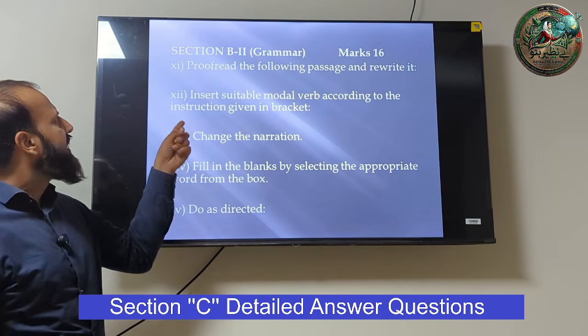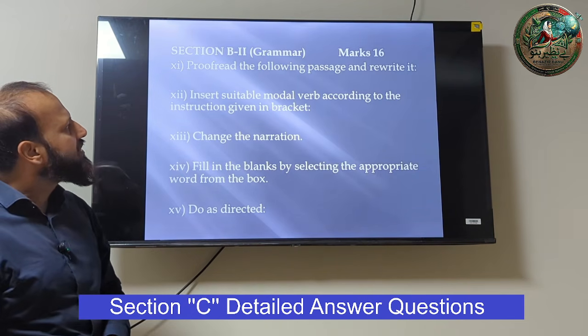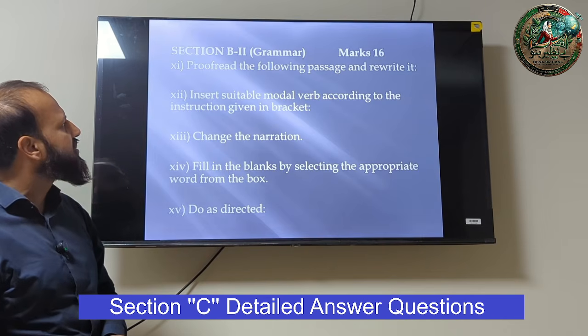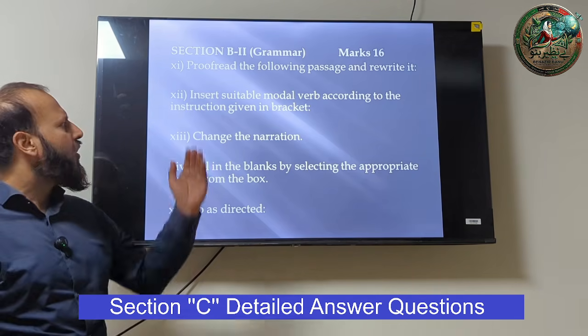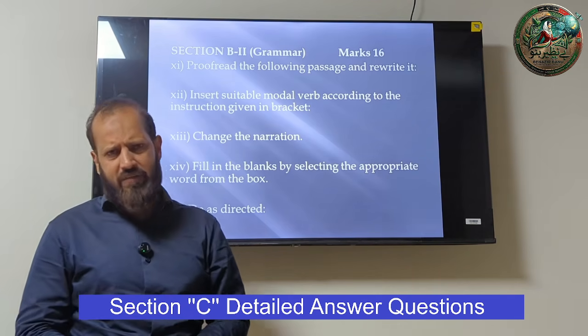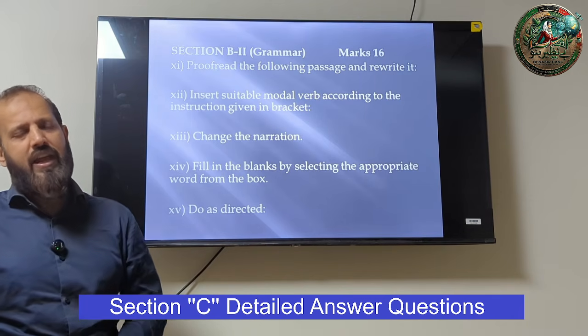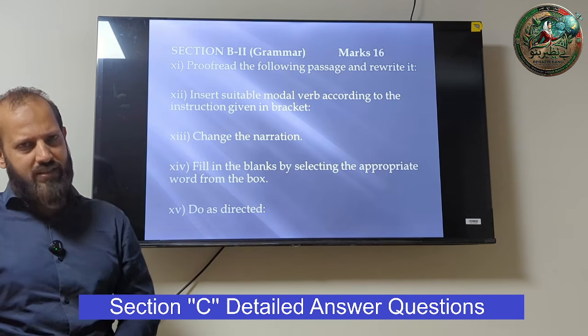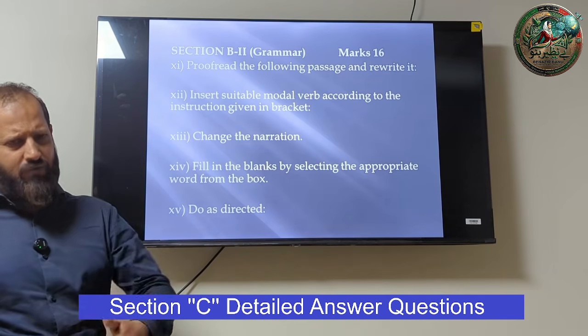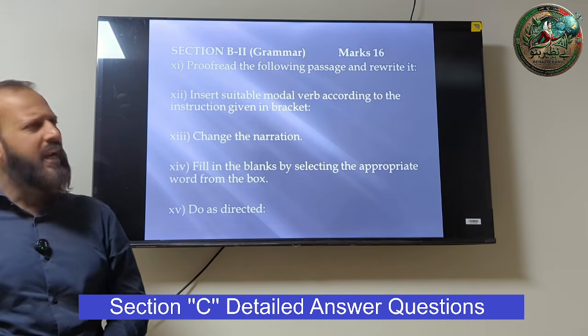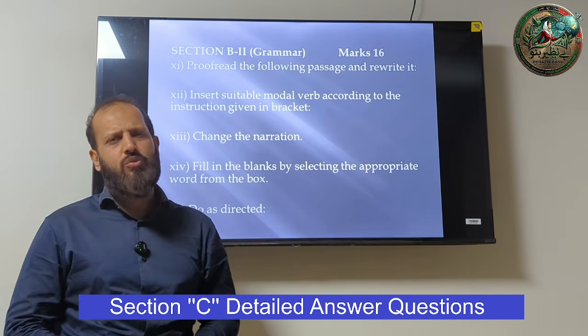Then the next question would be: insert a suitable modal verb according to the instruction given in the bracket. Yesterday I discussed modal verbs in detail. You have studied them in your previous classes. I would again do a revision of these modal verbs in detail, inshallah, hopefully in a couple of classes. I would start from tomorrow, inshallah.